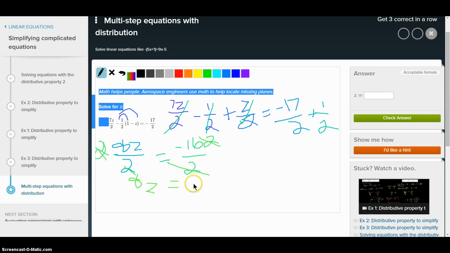equals negative 16. And then to get the z by itself, we're going to divide both sides by 8. So z times 8, so we're going to do z divided by 8. 8z divided by 8, and then divided by 8. And the answer is z equals negative 16 over 8. And that simplifies to negative 2.